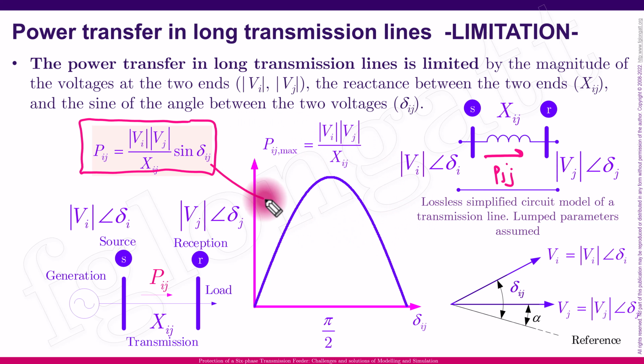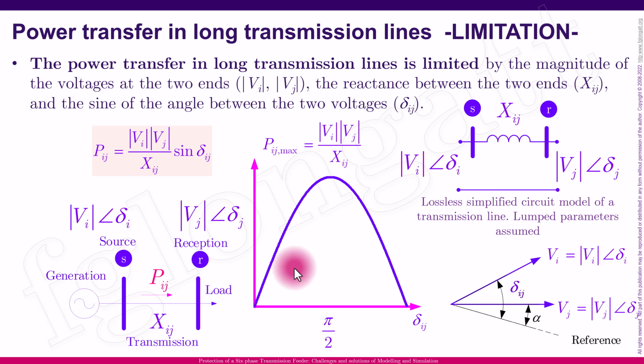And if you plot this very interesting equation, you must remember that there is a maximum capacity that you can transfer. That capacity is defined by the maximum magnitude of the voltage at the two terminals and is inversely proportional to the reactance. However, as you can see, power transmission using the three-phase system has some limitations, and that is related to the capacity.